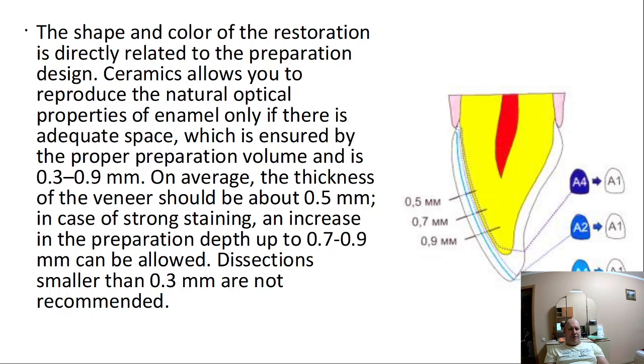In case of strong staining, an increase of the preparation depth up to 0.7, 0.9 can be allowed. The sections smaller than 0.3 millimeters are not recommended. But I need to tell you that it's good if your patient's tooth has initial good color. If it has abnormal color, you need to increase and make the thickness of your veneer different from tooth to tooth.